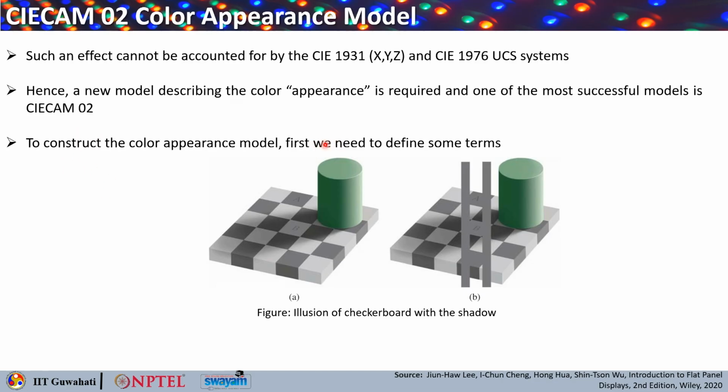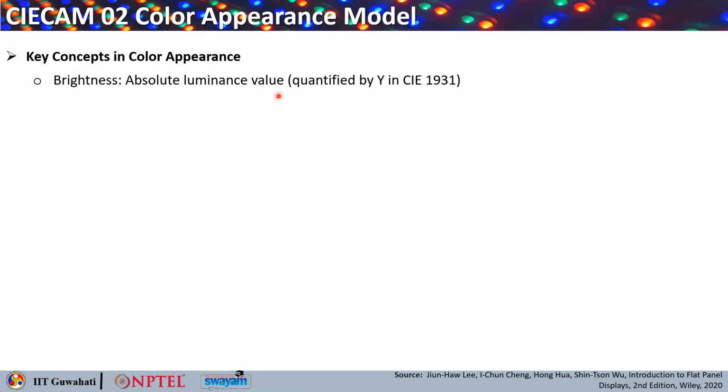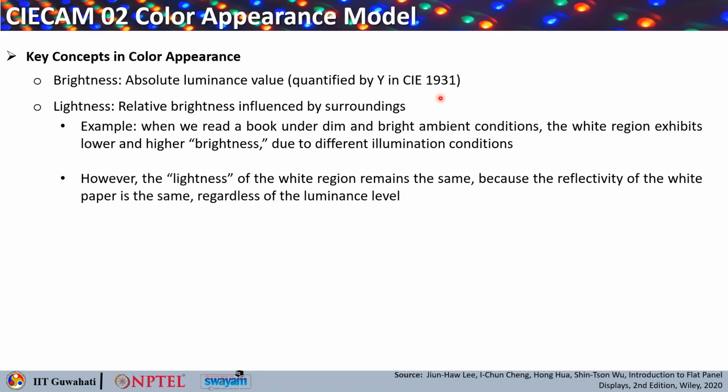To construct the color appearance model, we must first define a few terms. The key concept in color appearance is brightness, that means the absolute luminance value. That is denoted by capital Y in CIE 1931, which we already know. The next thing is lightness, which accounts for the relative brightness that is influenced by the surroundings. Take an example: when we read a book under dim and bright ambient light, the white region exhibits lower and higher brightness, right.